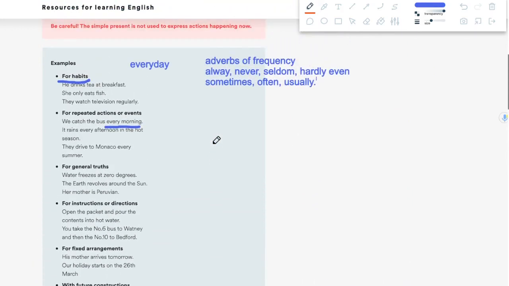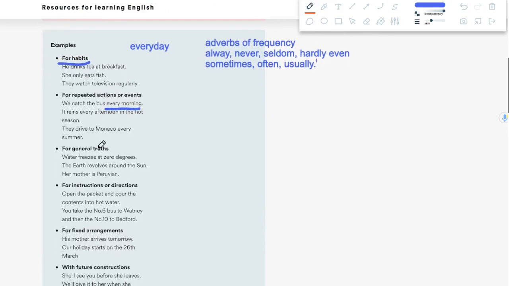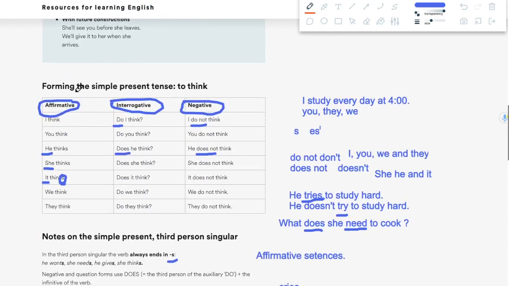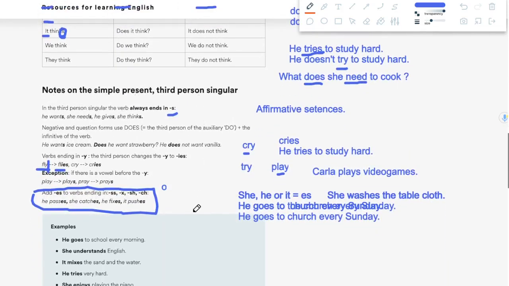And remember, the simple present is used with habits, with repeated actions, with facts or general truth, something that is 100% true. And the simple present has three shapes: the affirmative, the negative, and the interrogative. So here you have a summarized table you can refer to, but here you have the rules as well. These rules are really important to improve your understanding of the simple present, especially in affirmative.